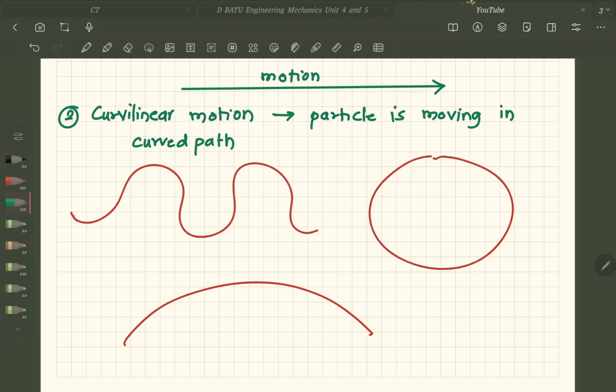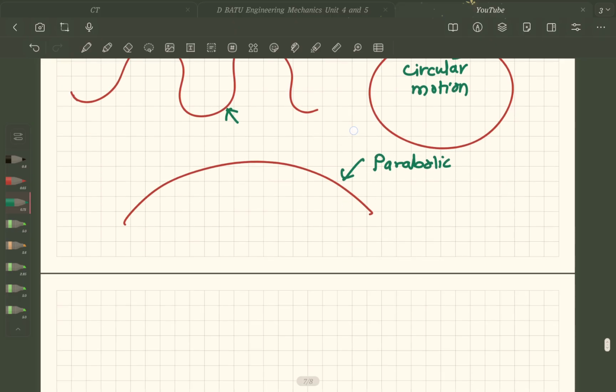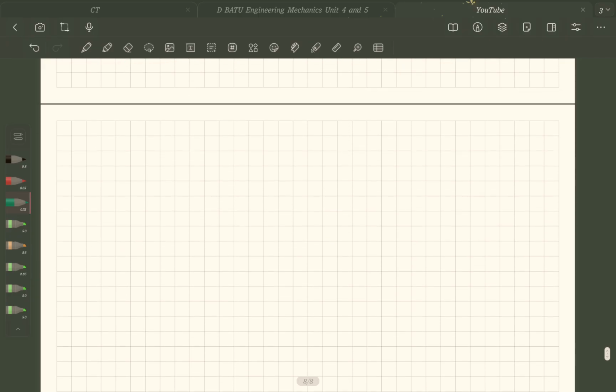So it may be an irregular curved path like this. It may be a circular motion where you have a defined radius, or you may have a parabolic path. So in any of these conditions, the object is moving in a curvilinear path. So the particle which is moving in a curved path, that particular motion is called curvilinear motion. In this syllabus, initially we'll be dealing with rectilinear motion, and then we'll be dealing with curvilinear motion. So we'll try to understand what rectilinear motion is and what its effects are.